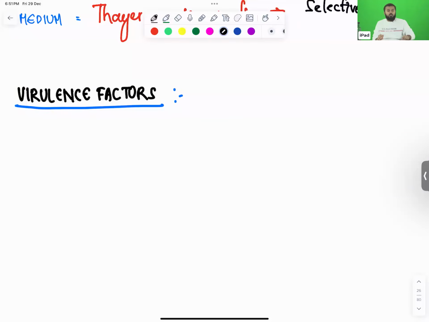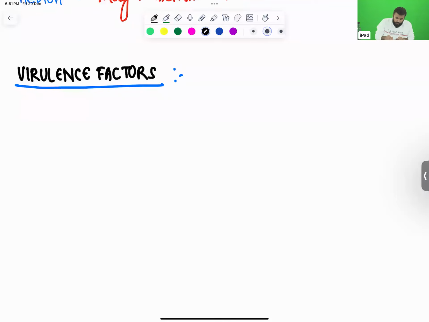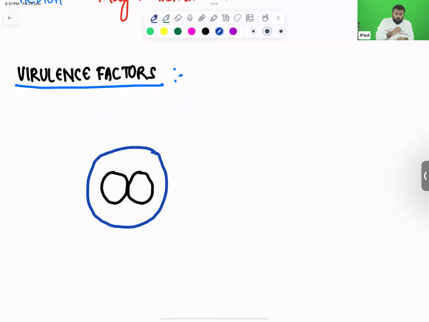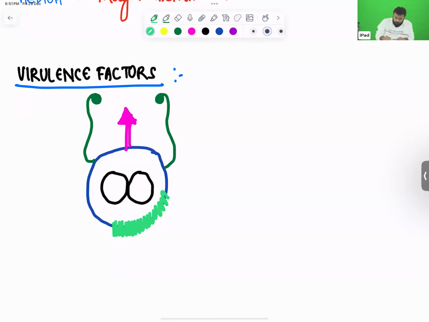When it comes to the virulence factors, you know what virulence factors are now, right? These are the weapons that are taken up by the bacteria. This is the diplococci. Surrounding this, there is a capsule. Yes, we have got a capsule. On the surface of the capsule, we have some important virulence factors. First important thing is that whenever this bacteria enters your body, it should attach to your host cells. There are two types of attachment.